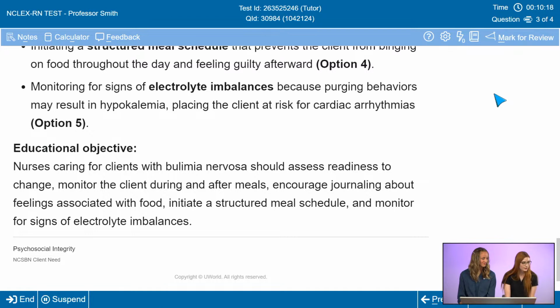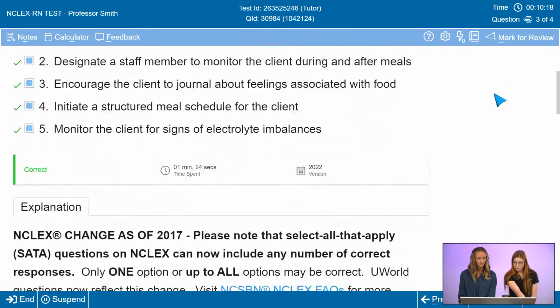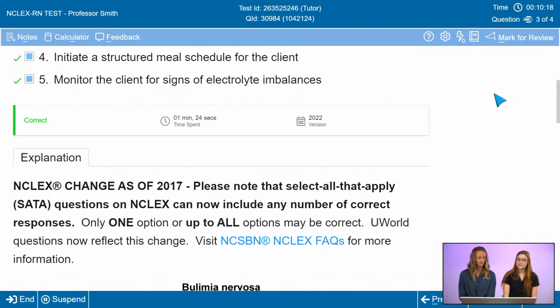I'm going to go ahead, and we have a couple questions here regarding SATA. You want to scroll up to the top of the explanation. So if you look right here, this part right here. So as of 2017, SATAs, or select all that apply, on NCLEX can include any number of correct responses. So this could be 1, 2, 3, 4, 5, if it's a 6-option. They're never going to be 0, because then there would be none of them. But UWorld has worked to be as close to the NCLEX as possible, and so we have that change mirrored. I think we had a select all that apply with 6 options in one of our previous weeks, and then this one is all correct.